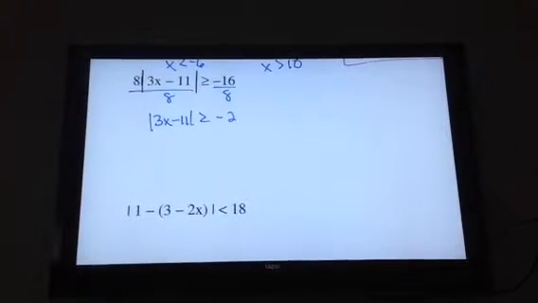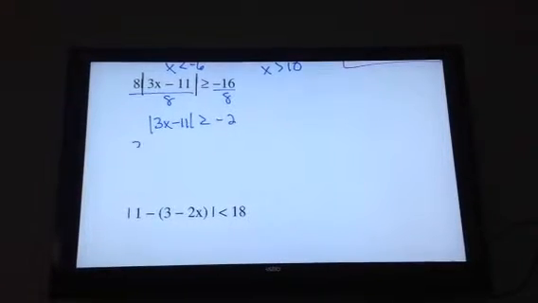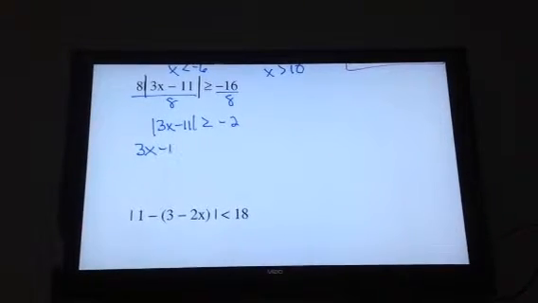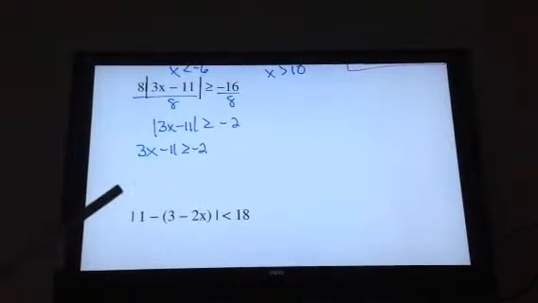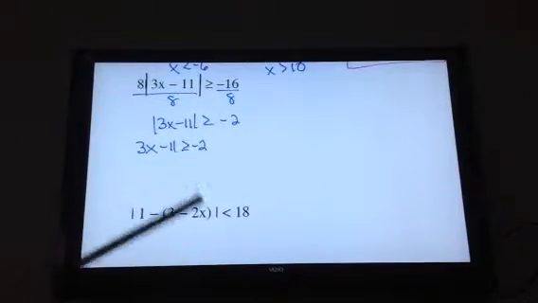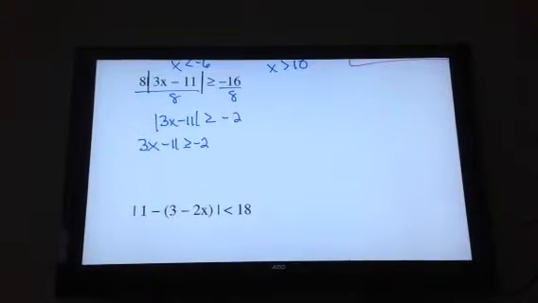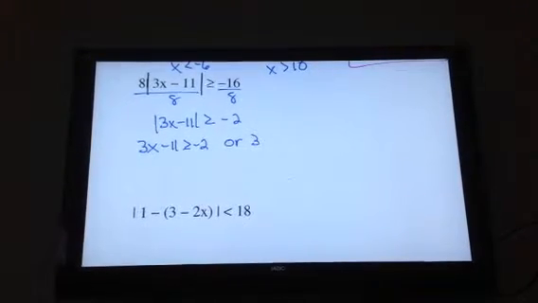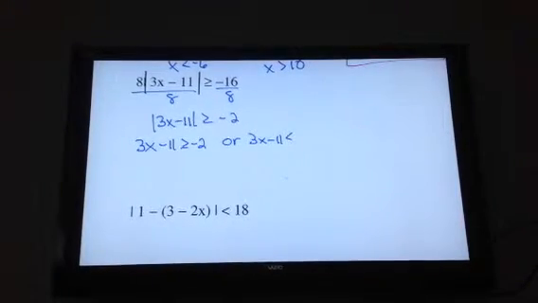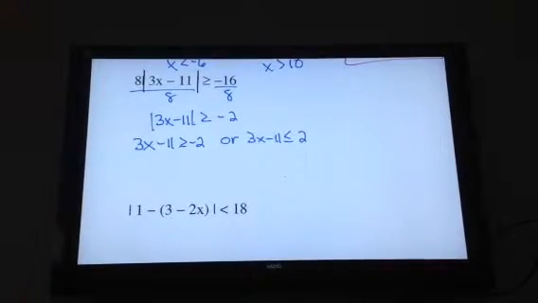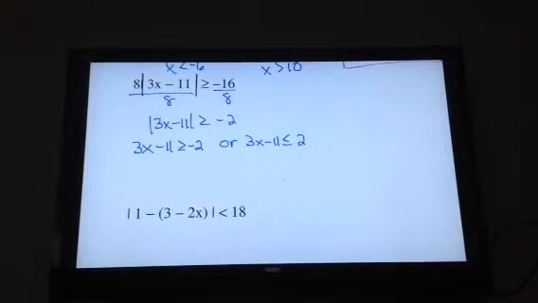Okay, so now I'm ready to set up my cases. Case 1, just drop the bars. Great, OR. So this is an OR again. Two switches: the direction of the symbol and the sign of the number. Case 2 has 2 changes.